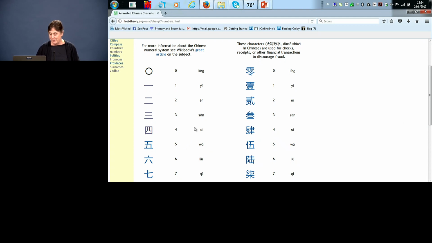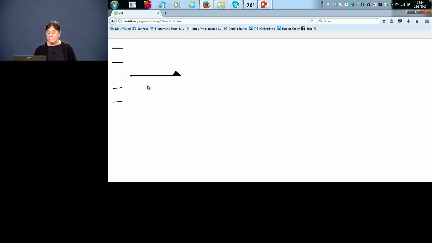from 0, which is represented by a circle in simplified, to 10. So we have yī, one. Remember, we talked about that, from left to right. And we can keep going, but you can do that on your own. Practice writing the characters 1 to 10 as a way of practicing stroke order and also your first 10 characters.